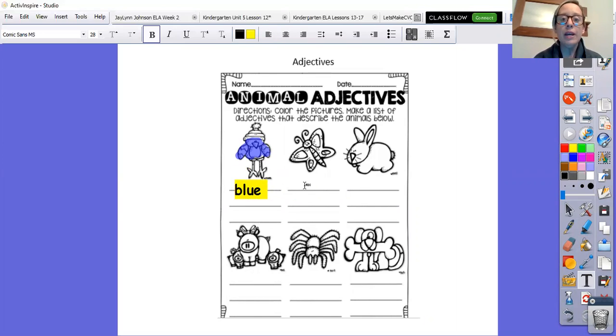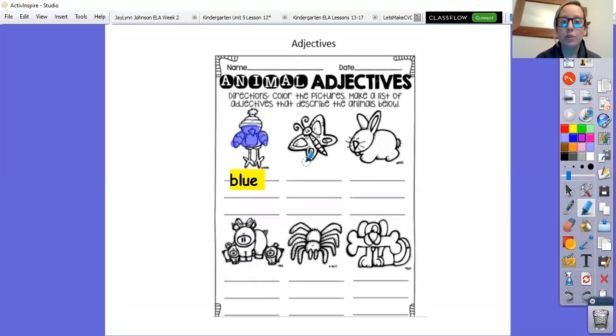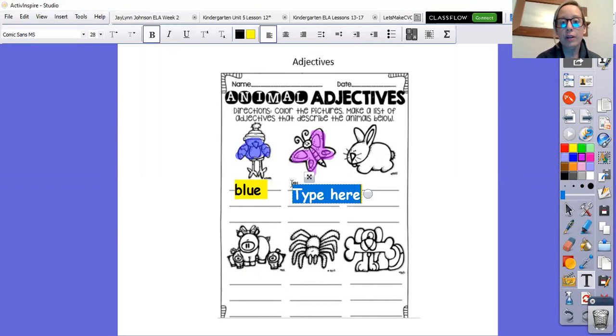If I'm looking at the next picture, okay? This is a picture of a butterfly, okay? I could draw something on the butterfly, so it doesn't even have to be a color, but I will do color for now, okay? So maybe I'll color him pink, okay? Right? So that could be another color word, which is an adjective, right? Okay, so that could be a purple butterfly, okay?